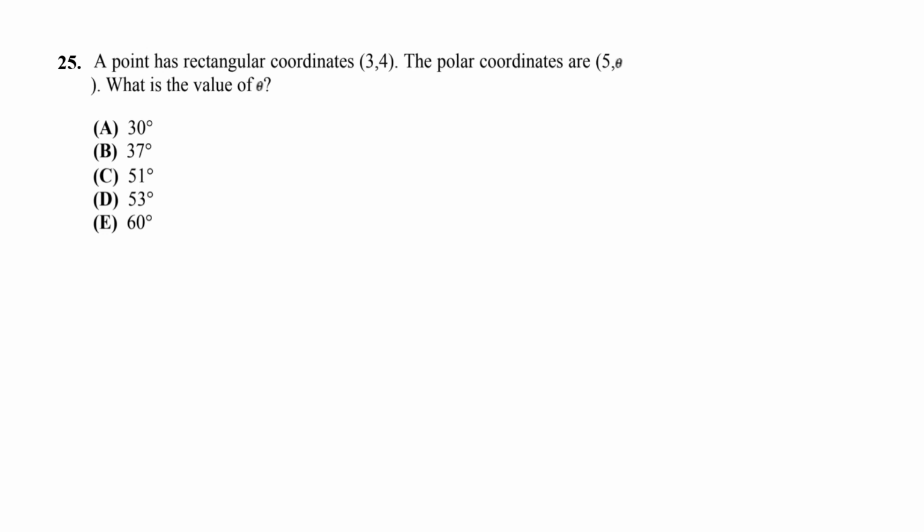In 25, we have a point with rectangular coordinates 3, 4 and polar coordinates 5, theta, and it's asking us for the value of theta. Well, it's given to us that r equals 5, and we can confirm this by drawing this out quickly. We have our triangle with x equals 3 and y equals 4. I said it was a triangle because we can just quickly get the length of our r by identifying that this is indeed a 3, 4, 5 right triangle.